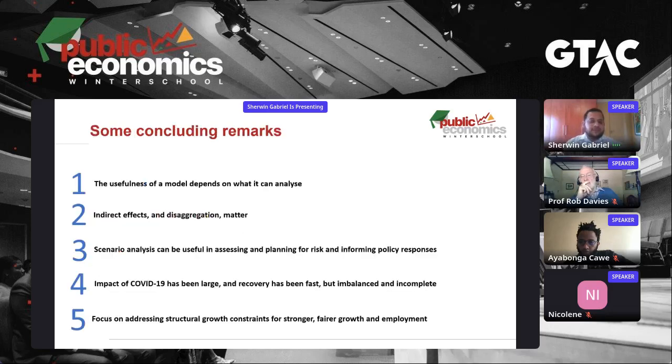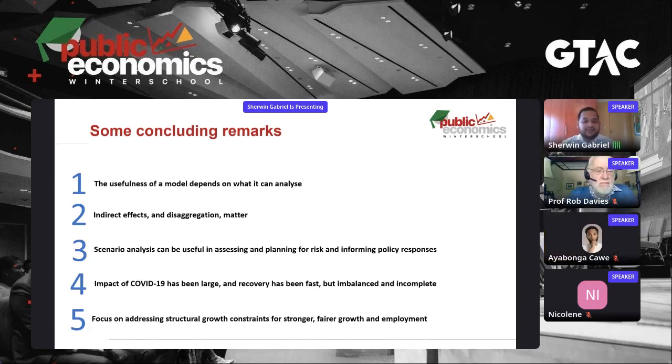So some key takeaways from what Rob and I have been discussing this morning. First is that the usefulness of a model really depends on what it can analyze. A one-size-fits-all approach is quite limited, and policymakers need a suite of tools. SAM multiplier models have strong assumptions, but those made sense for analyzing COVID-19. Indirect effects and industrial and household detail matter.